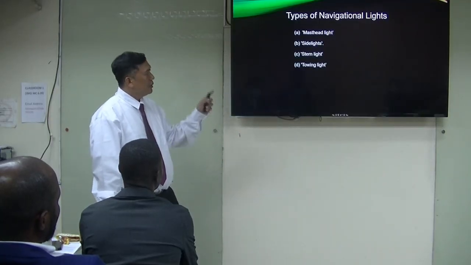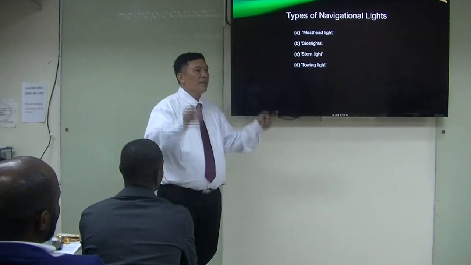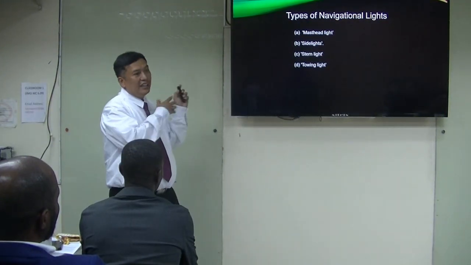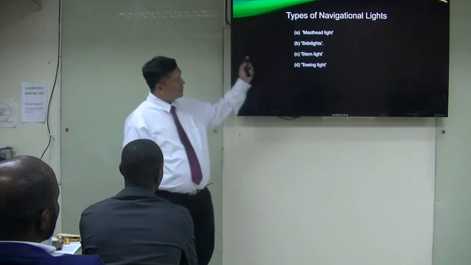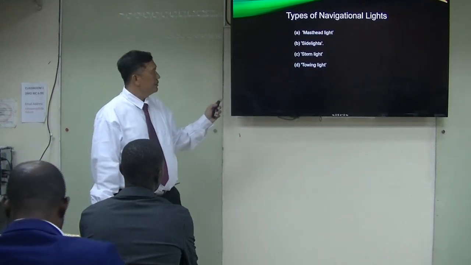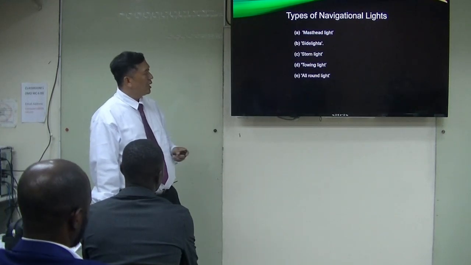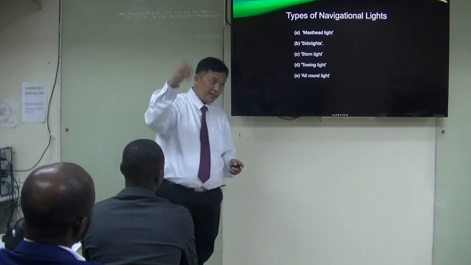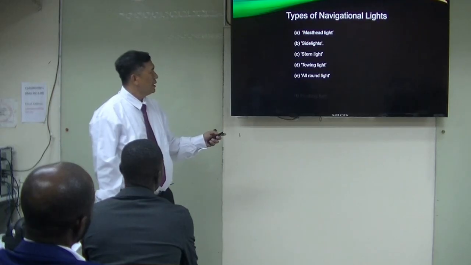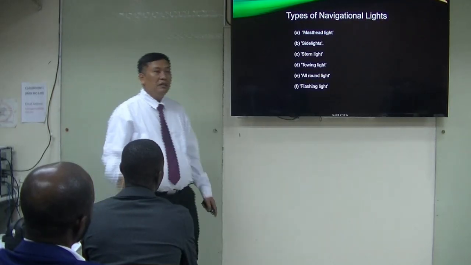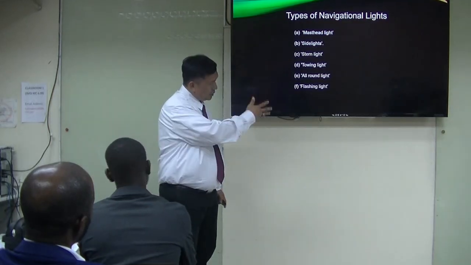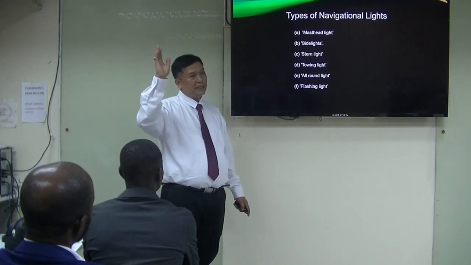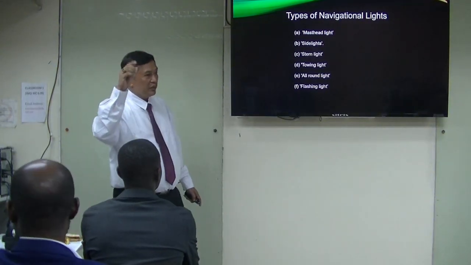So next we have a towing light. Towing light is a yellow color, and it is also placed on the stern part, same as the stern light. So we have all around light. All around light is a white light with 360 degrees visibility. So we have the flashing light. Flashing light is also white light or sometimes yellow light, and it flashes with a frequency of 120 flashes or more.